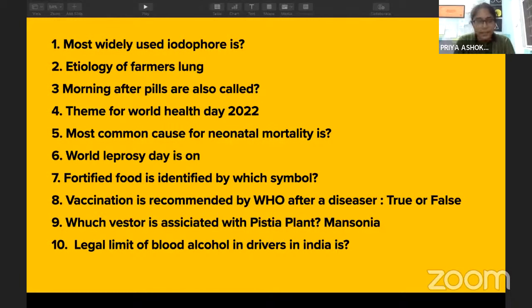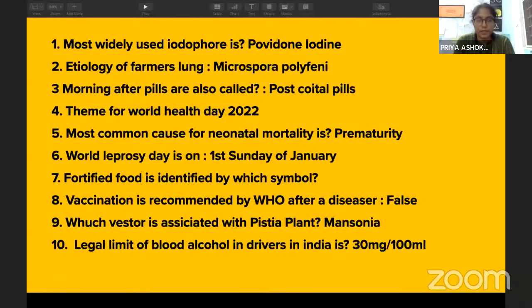So how many right? I'll tell you the answer. See, most widely used iodophore is povidone iodine. That's the iodophore. Then etiology of farmer's lung, you told pigeon fibers. I wanted the specific etiology, like Micropolyspora faeni. That's the organism. This is also related to pigeon, right? I wanted the organism, like the previous question had Thermoactinomyces. Morning after pills are called postcoital pills, but you told emergency contraceptives, I'll give it to you.